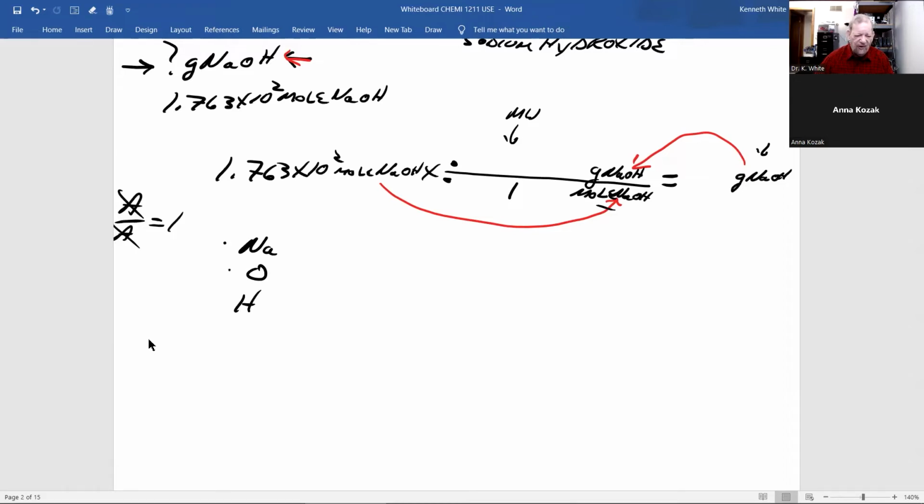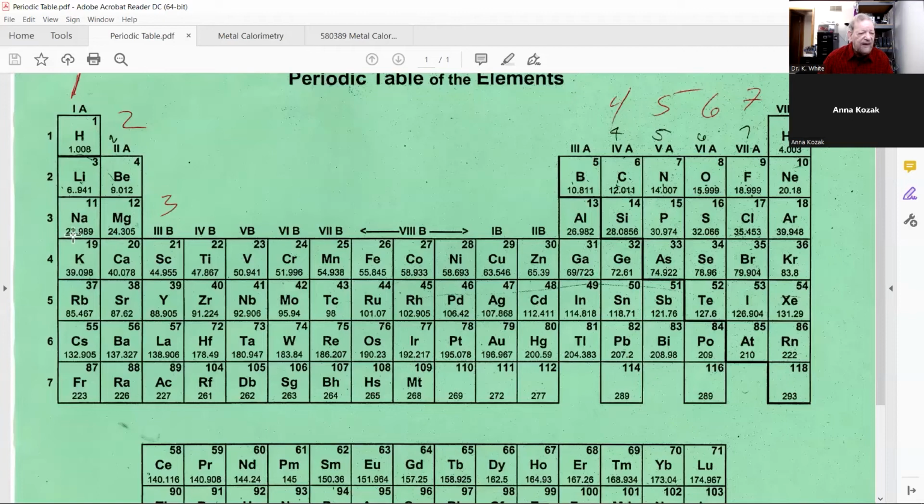There's 1 sodium, 1 oxygen, 1 hydrogen. Well, where do we get those atomic weights? From your friendly neighborhood periodic table. And for sodium, underneath Na, you see 22.989. And therefore, if we round that off to 3 significant figures, that will be 23.0. Hydrogen, still rounded off to 3 significant figures, is 1.01. And oxygen, to 3 significant figures, is still 16.0.